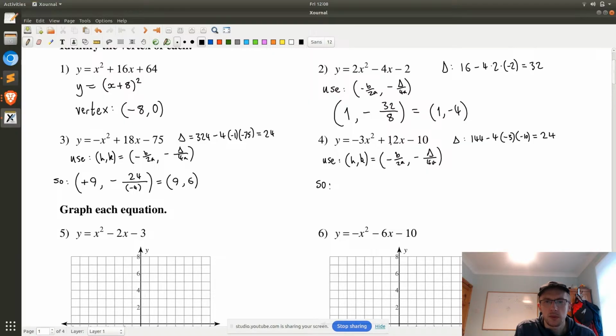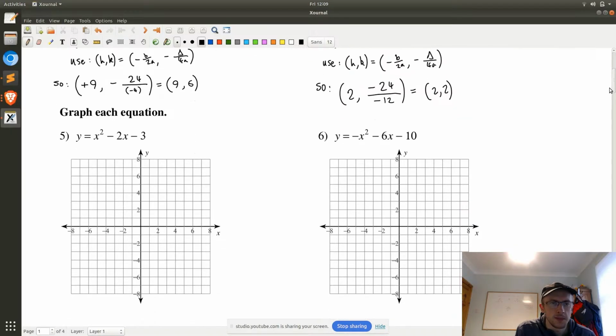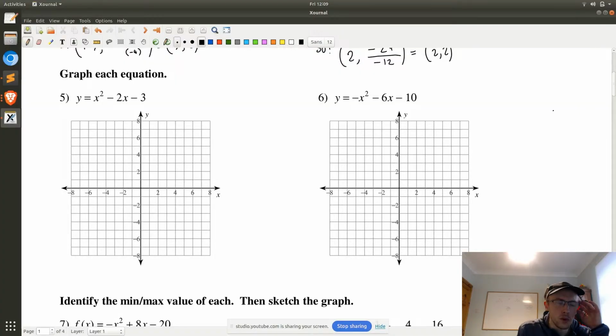Minus 12 over 2 times negative 3, minus 12 over minus 6, so 2. And then k is minus delta over 4a, so minus 24 over 4 times minus 3, so minus 12, so 2 comma 2. Okay, correct. Graph each equation. Okay.